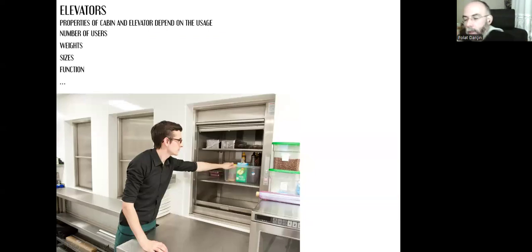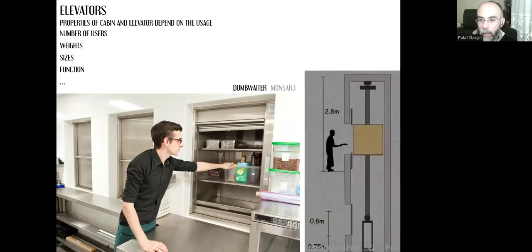Besides the elevators that carry humans and goods, we can have smaller cabins, very small cabins, specifically designed for restaurants that can carry not the people, but the food, either food supplies or cooked food or dirty dishes. It doesn't matter. And these are called dumbwaiter in English, montage in Turkish. Again, it's a French word. We took it from French.